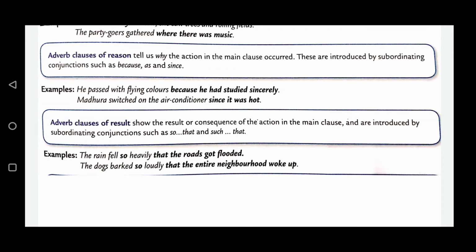Why the rain fell so heavily and therefore the roads got flooded, right? So here also we are getting the answer for why, but it is telling us the effect. This second part is the effect of the first part. The first action has taken place and then the effect has taken place, and therefore it is the result. Therefore we call it the result.